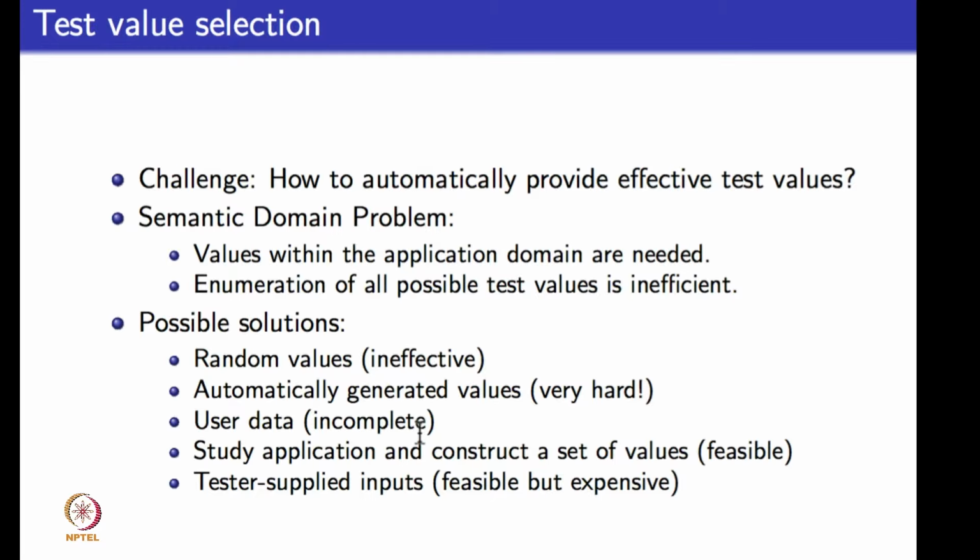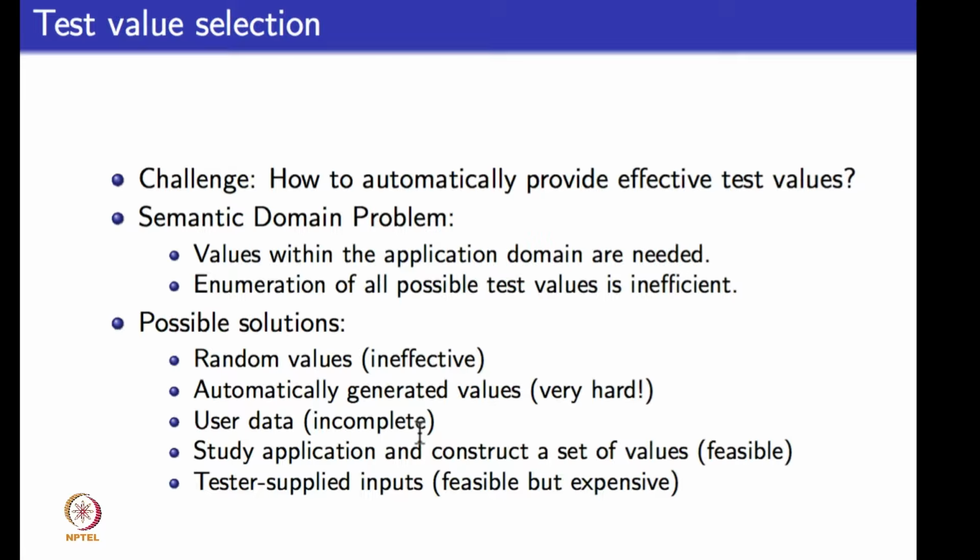Before we move into bypass testing, let's look at what the test value selection problem is. The challenge now is that I want to be able to provide test values. The values should be within the application domain, and I told you in the previous slide that I can't generate all possible test values. We discussed that random values could be possible, but it's ineffective. How do you automatically generate test values? You intuitively understand that it's a hard problem, right? Because these test inputs have a lot of structure to them. And if it's user session based data, you might get test values that are valid, but they might be ineffective from the point of view of testing to identify flaws.